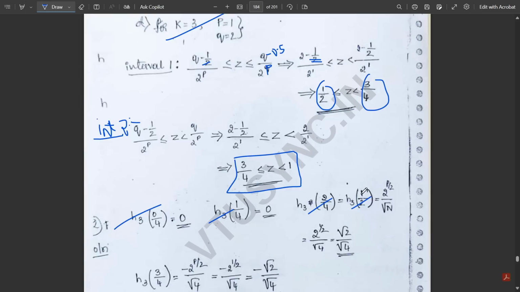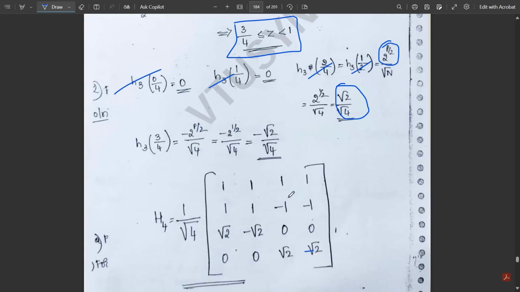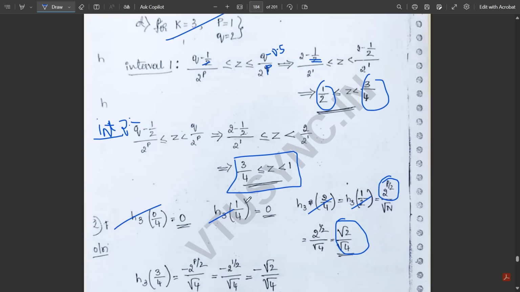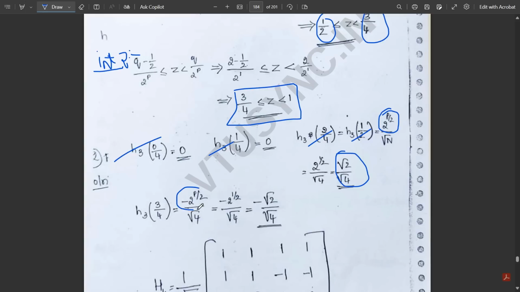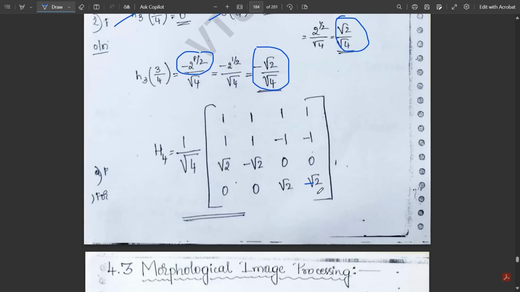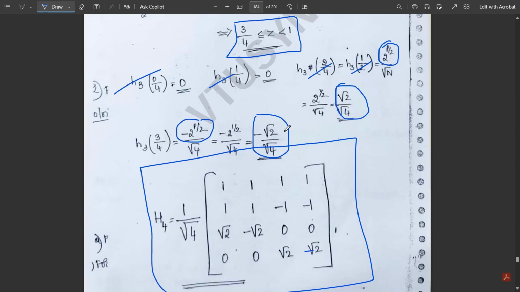And for 2 by 4, you see here H3 of 2 by 4, you could be writing it as H3 of 1 by 2. So 1 by 2 is in the first interval range, that is this range. So that's why you should be taking 2 to the power p by 2 divided by root n. Solve it, and you'll be getting our answer as root 2 by root 4. And for 3 by 4, again it is in the second interval range, that is minus 2 to the power p by 2, and we would be getting it as minus root 2 by root 4. Okay. So like that, our matrix you would be getting like this. In this, 1 by root 4, you take it common and write the remaining terms. Okay. So this is our final H4 matrix for 4 cross 4.